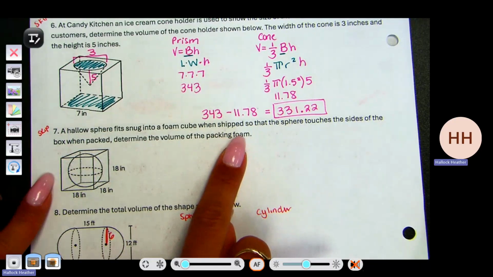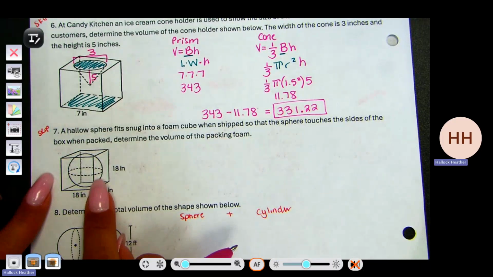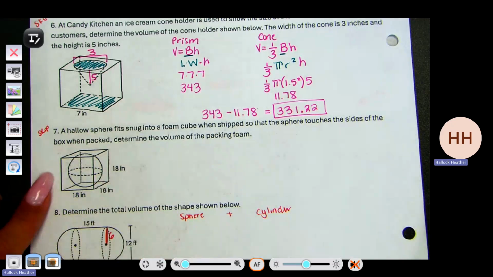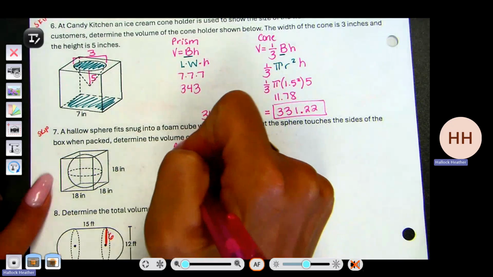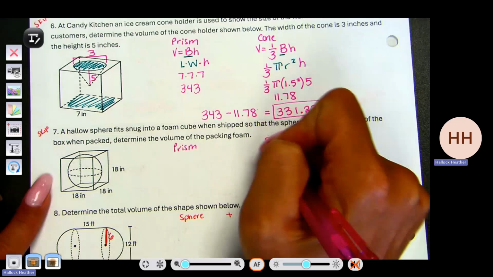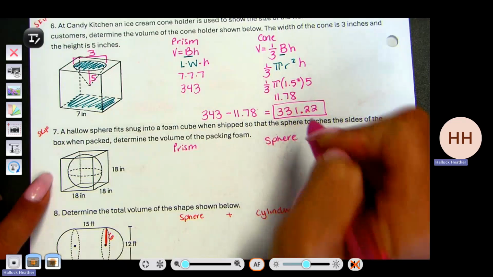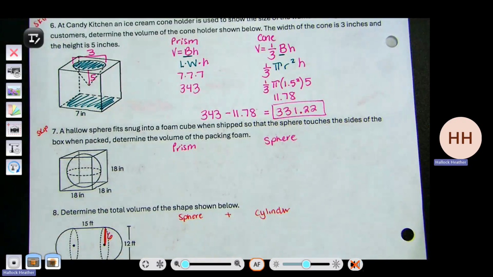So you're shipping a glass sphere because, I don't know, whatever. You have two shapes. We have a prism still, and you have a sphere. So take a second, use your formula sheet, look at the blue sheet. It's overwhelming. I'd rather you be overwhelmed now. Find your formula. Try this one on yourself. You're gonna do the same thing, and then you're gonna subtract the two numbers.